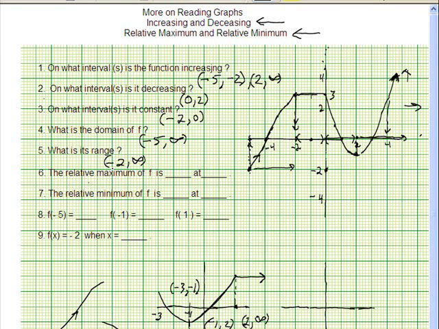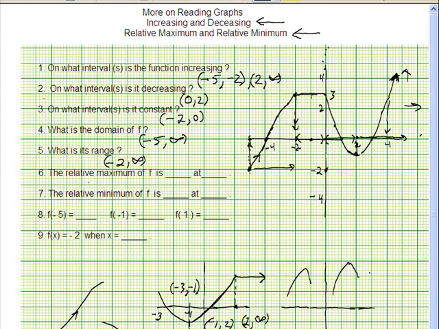Now the next thing we want to talk about is a relative max and a relative min. A relative max is a spot where a function was going up, it reached a highest point and starts going down. If it doesn't start going down, we don't call it a relative max. If it just goes up to here and stops, we don't call that a relative max. It has to go up, reach a highest point, and then start right back down without any gaps.